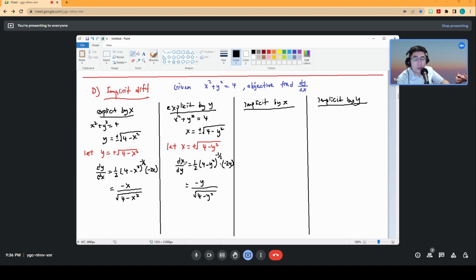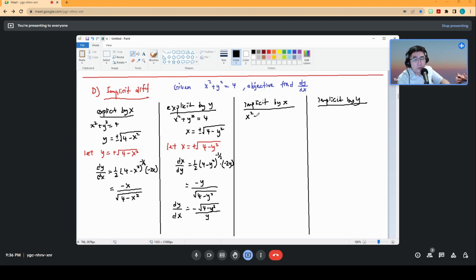But this is dx over dy, isn't it? So we just flip them upside down. dy over dx equals negative of root 4 minus y squared over y. Of course, at the moment, the first column and the second column have the same dy dx, but they give you two different answers. Okay, we ignore them for now.